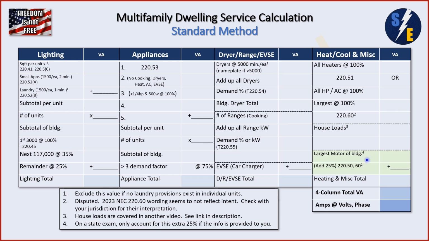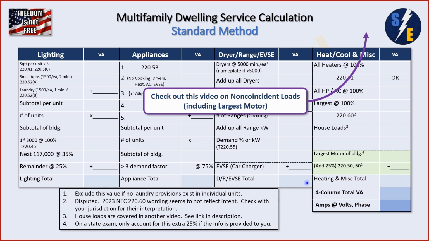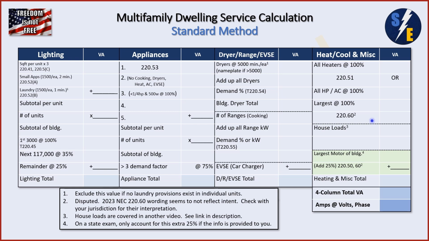And the reason we're doing this last is because we want to make sure we have all of our loads accounted for in the building before we try to find out which one's the largest motor. Most cases in a dwelling, it's going to be the heat pump. And again, please check out this video because I go into great detail on why I do it this way. Because I don't believe that the code wording in 220.60 matches the intent that they intended to convey. But anyway, check that video out to see what I'm talking about there.